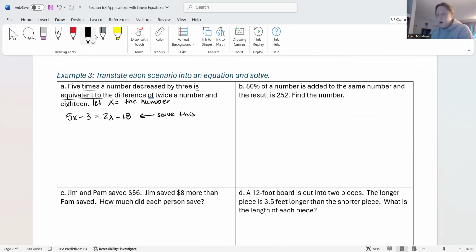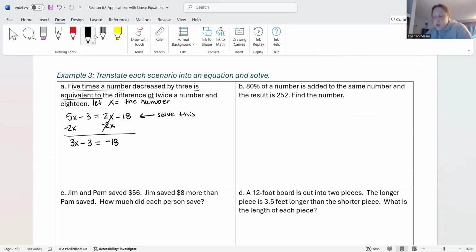So for me right now, I'm looking at this 2x on the right. I want to move it to the left. Since it is a positive 2x, we think of that as plus 2x. So how do we undo addition in math? Well, we subtract. So I want to subtract 2x from both sides of the equation. So on the left, 5x minus 2x is 3x. And then I can drop down minus 3 equals. And then on the right, 2x minus 2x is 0. And then 0 minus 18 is negative 18.